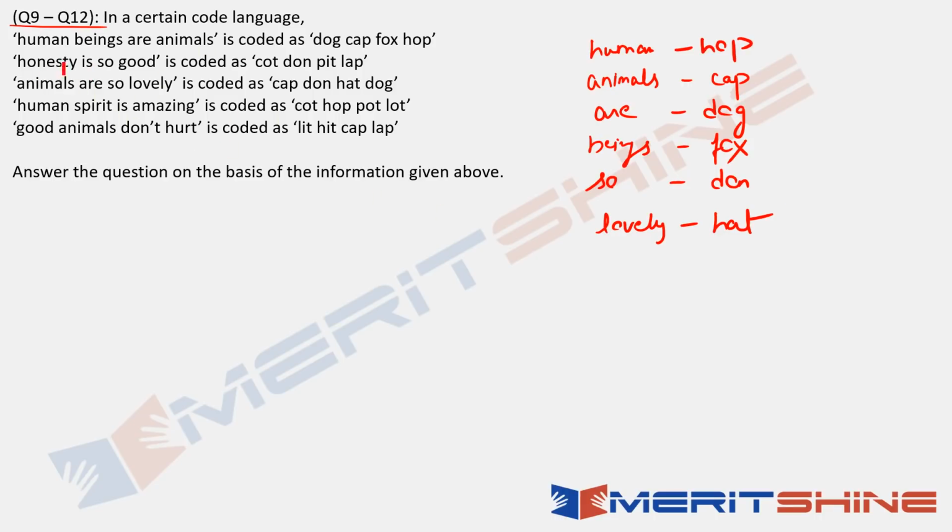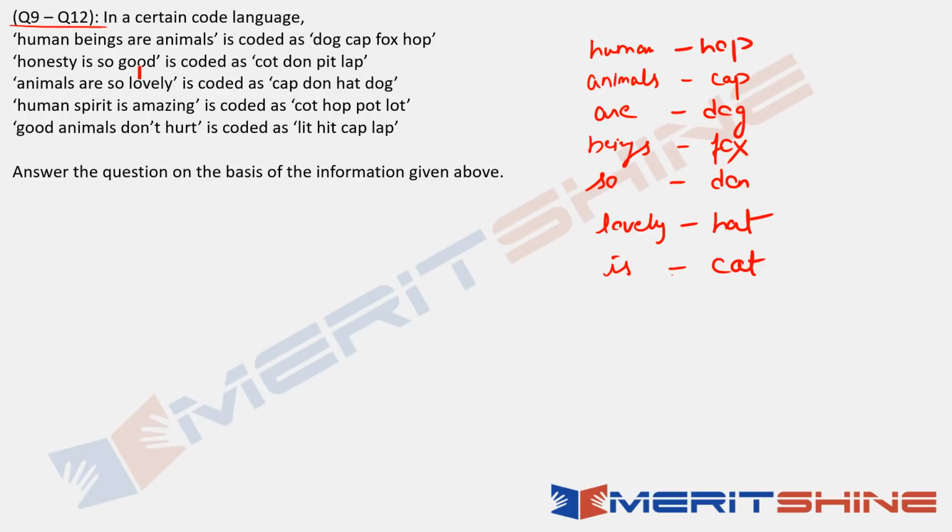Let's come to this one then. "Honesty so good." Where is "so"? It just appears here. That's the only repetition of "so". Which one do you find common here? Caught, right? "So" is caught, right? And what else then?